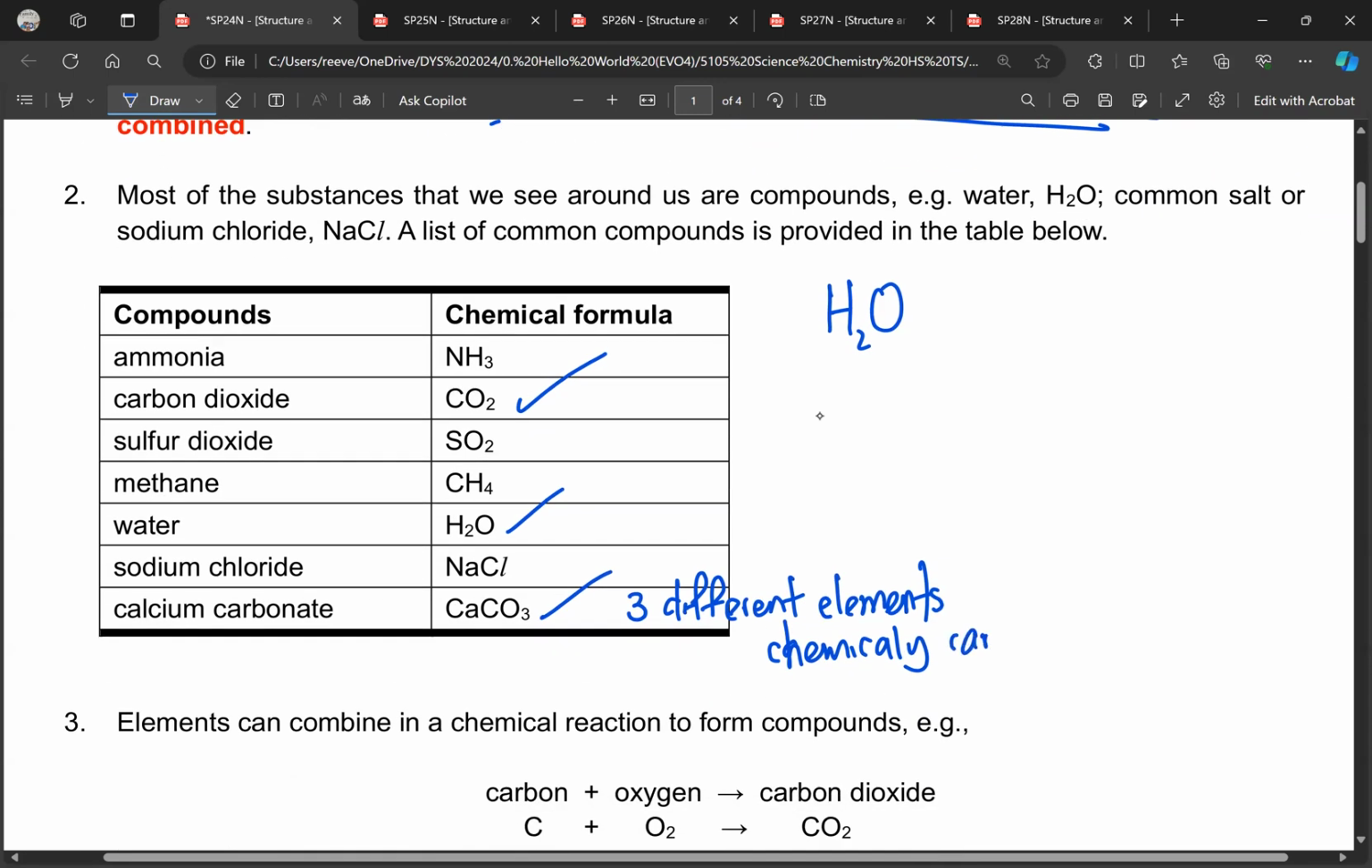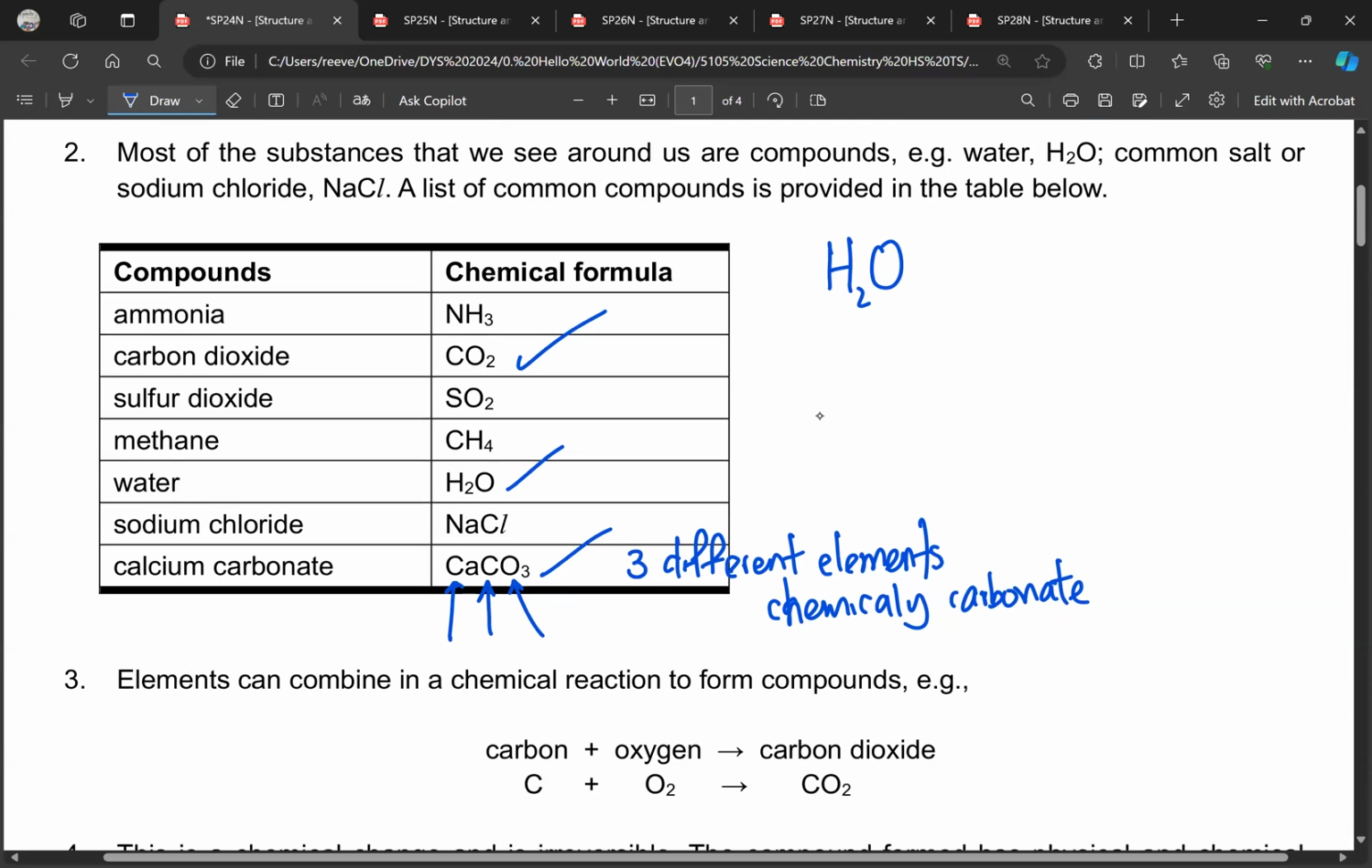Calcium carbonate is made out of calcium, that's one. Carbon, that's the second one. And oxygen, that's the third one. So 3 different elements chemically combined. It is a compound. So all these are some examples of the common compounds. There are many compounds. As you have learned in ionic bonding, any metal combined with any non-metal is an ionic bonding. And that is a compound because it's chemically combined through an ionic bond. There are simply so many metals and so many non-metals, you get many different compounds.